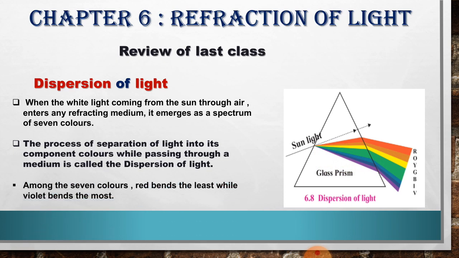Among the 7 colors, which light bends the smallest? That means which light bends the least? That is red light. And which light bends the most? That is violet light. Now we have seen which light has maximum wavelength. Do remember this: red light has maximum wavelength and violet light has minimum wavelength. These terms are very important with regard to MCQ types of questions, so do remember. So this is about dispersion of light.